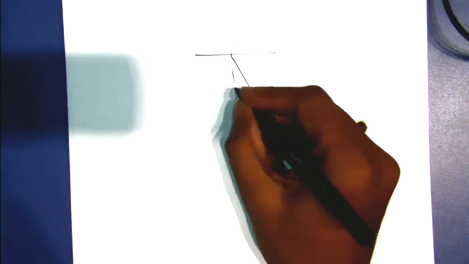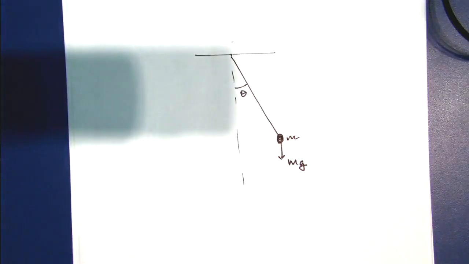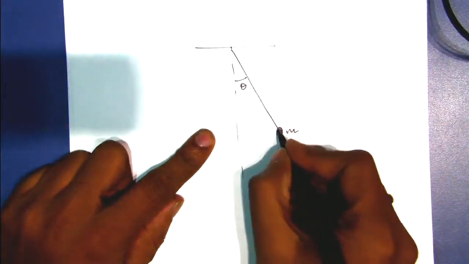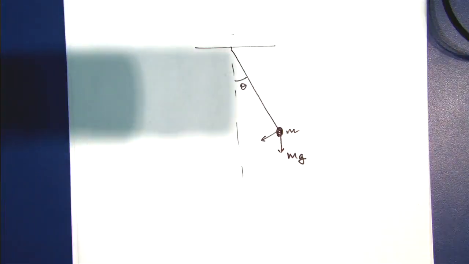This is displaced by some angle theta, and we know it's going to oscillate like this, correct? That means when I pull this way, I need a force going this way, to take it back to its original position. Does everyone see that? I need a force pointing back to the original position. That's what a restoring force is. It's trying to take the bob back to where it originally was.